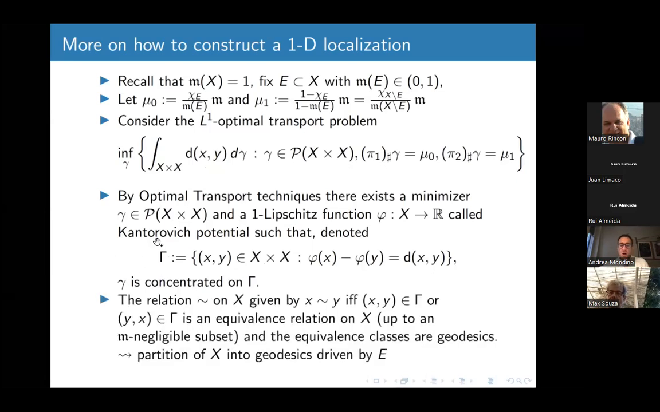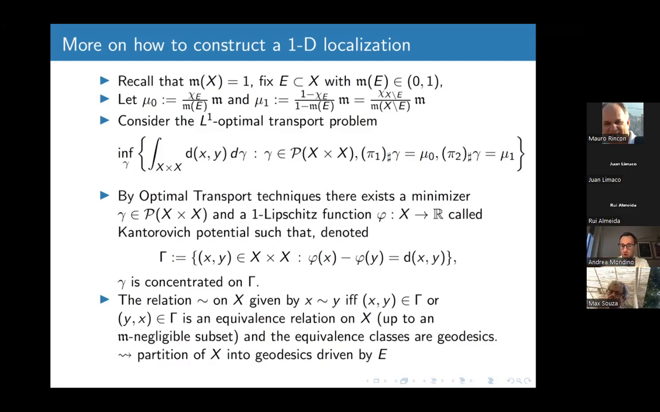And why is it interesting? Well, because now this capital Gamma is a subset of pairs, and you can use it to define a relation. So you can say that x is in relation with y if the pair xy is in Gamma, or switched if yx is in capital Gamma. And the interesting thing is that this is easy to check by triangle inequality and using the one-Lipschitz condition, that such a relation is an equivalence relation on X, and the equivalence classes are geodesics.